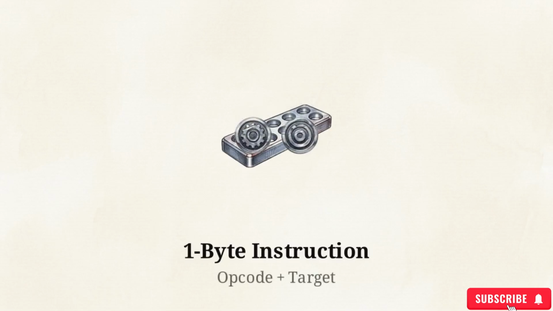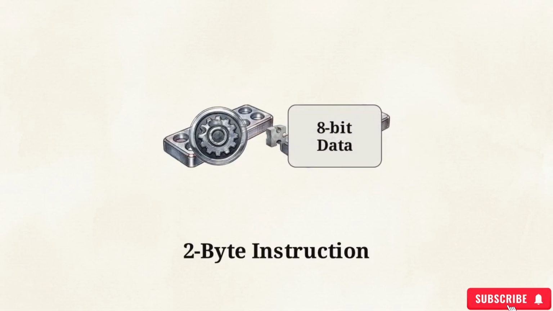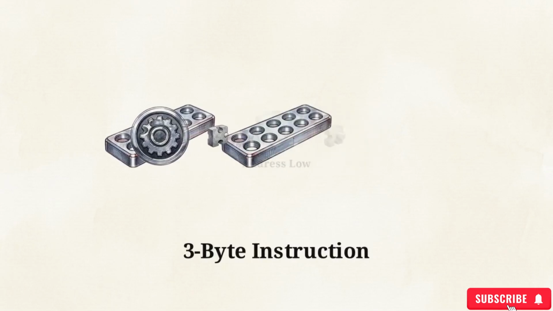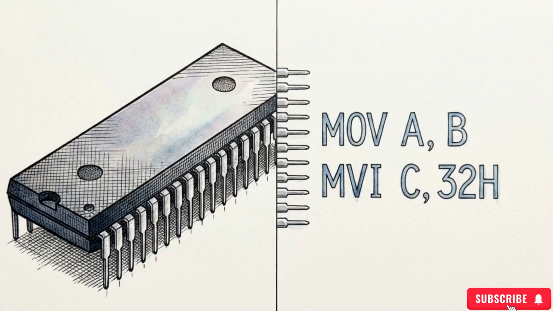This single 8-bit block represents a 1-byte instruction, packing both the verb and implicit target together. When it needs external data, it uses a 2-byte instruction, the verb, then the 8-bit data. Commands locating data in memory need a 3-byte instruction, adding a 16-bit address. The physical dimensions of the microchip dictate the literal length of the sentences in its programming language.